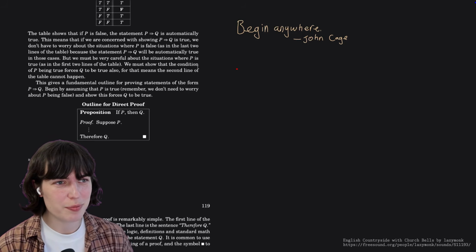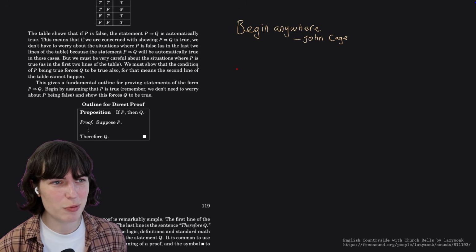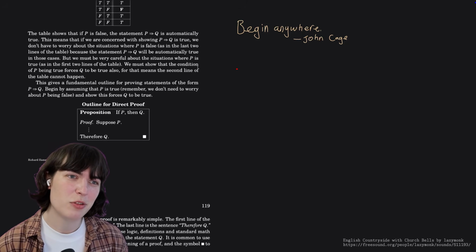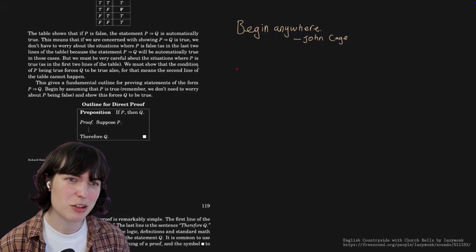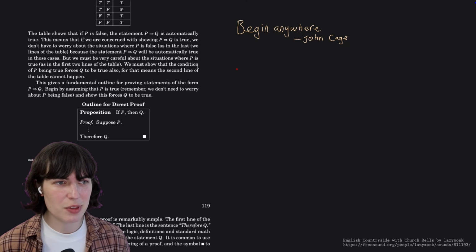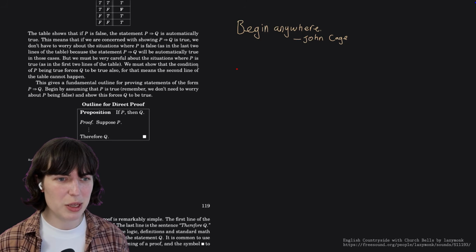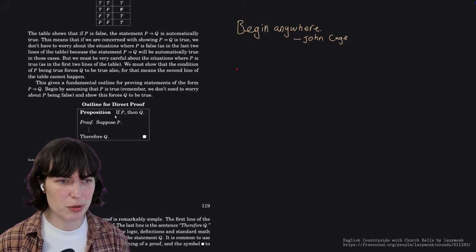If we're concerned with showing if P then Q is true, we don't have to worry about the situations in which P is false, as in the last lines of the table, because the statement if P then Q will be automatically true in those cases. But we must be very careful about the situations where P is true, as in the first two lines of the table. We must show that the condition of P being true forces Q to be true also. For that means the second line of the table cannot happen. This gives a fundamental outline for proving statements of the form if P then Q. Begin by assuming that P is true.